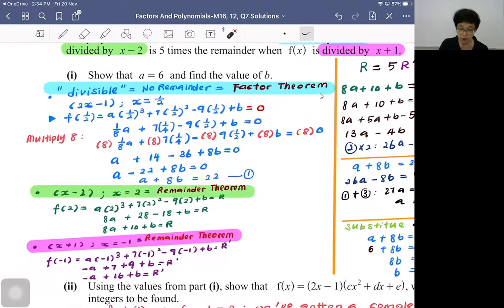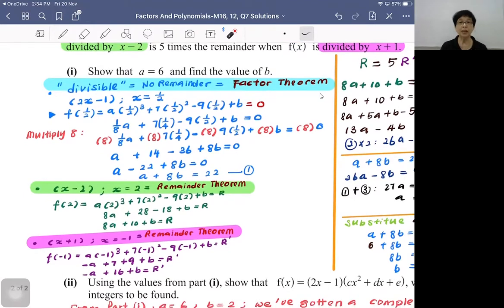Then by further simplifying the like terms, the positive 14 and negative 36 simplify into negative 22. And I just keep all the A and B on the left hand side and bring the 22 over to the other side, which is just getting ready to deal with our solving of the simultaneous equations. And I have labelled this equation as equation 1.